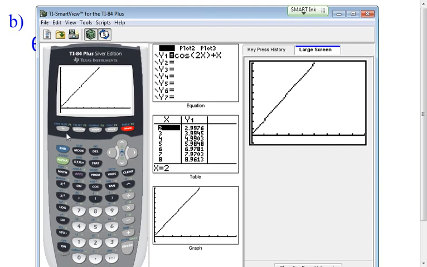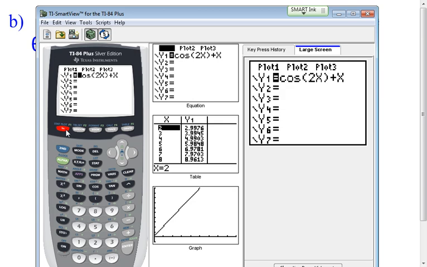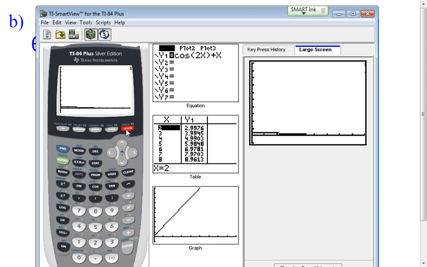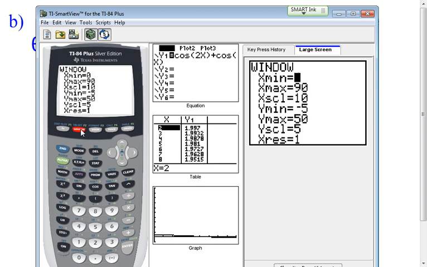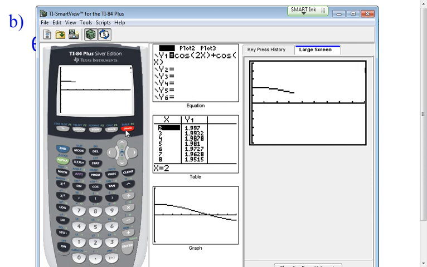Oops, I messed that up. It's cosine 2 theta plus cosine theta, so I have to go change this. Cosine 2 theta plus cosine theta. Okay, now hit graph. Now what I care about here is solving this equation, or figuring out where it crosses the x-axis. So I'm going to go back and change my window so that my y max again is a 5. And if I'm going from -5 to 5 on my y-axis, I'm going to change that scale to a 1. And I'll hit graph again.